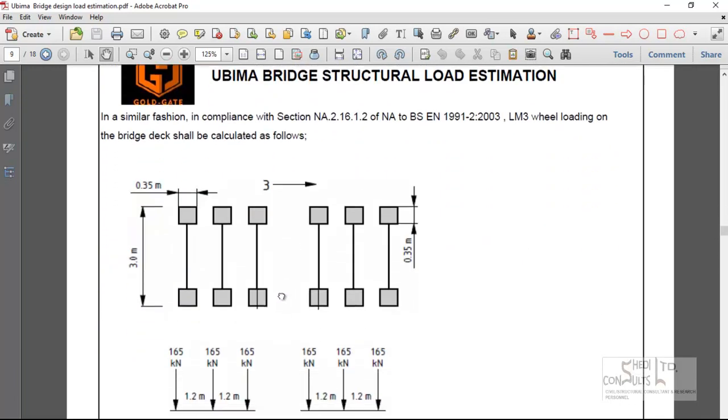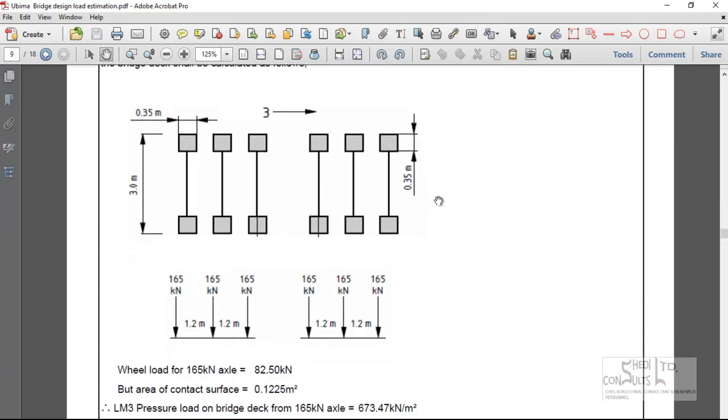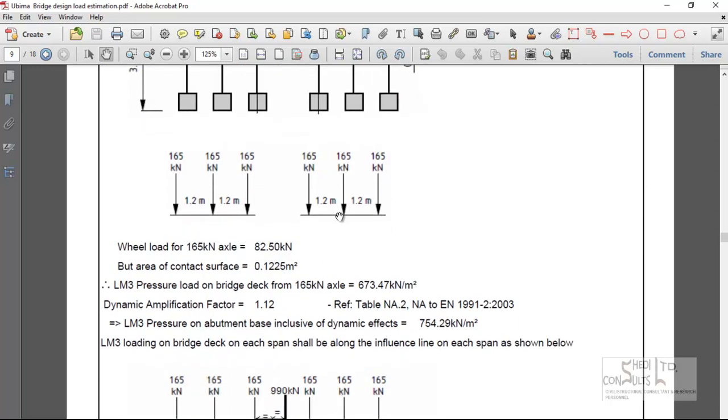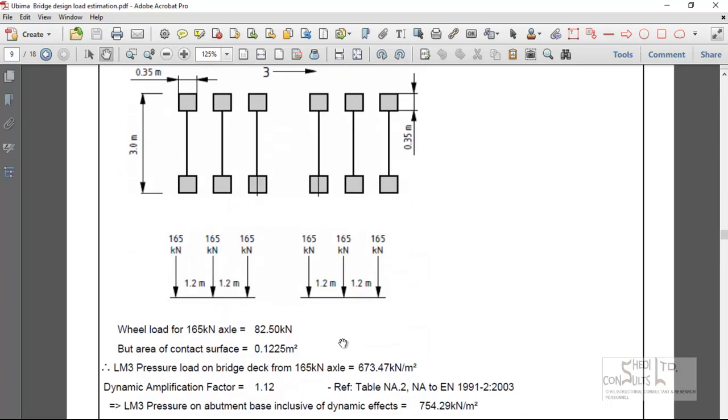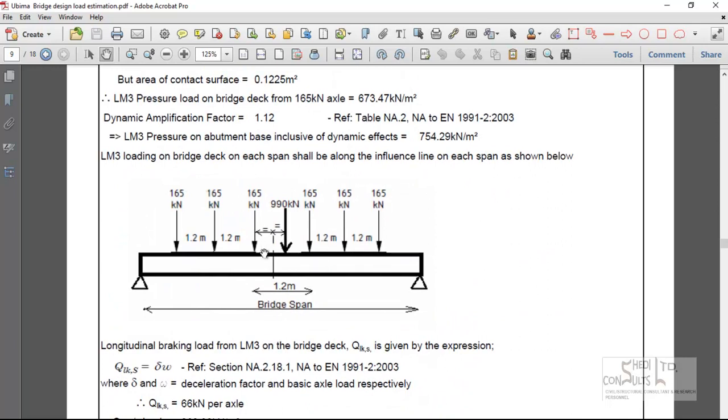And then you have to compute the LM3. LM3 are abnormal vehicular loads that are expected to traverse the bridge deck. So abnormal vehicular loads must be applied in line with the influence line on the deck. You can see how I computed the influence line on the deck. The first thing is to check where the resultant force of all the axial loads is occurring with reference to an origin point. And then you must ensure that the location of that resultant force and the location of one of the wheel loads are equidistant from the centroid of the bridge span.